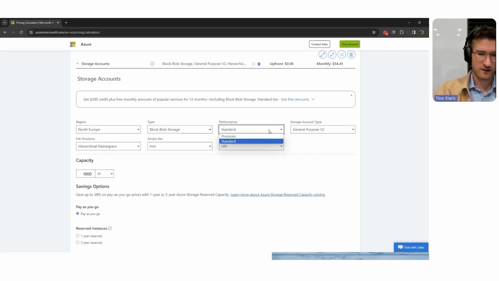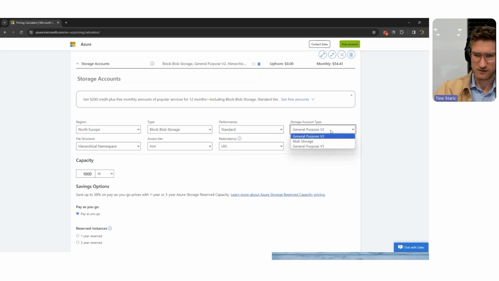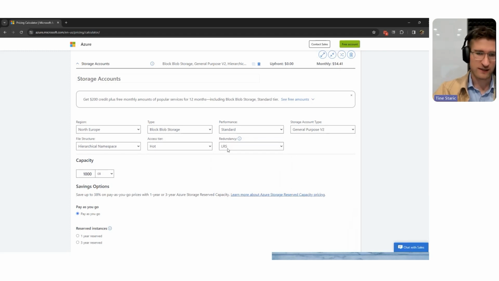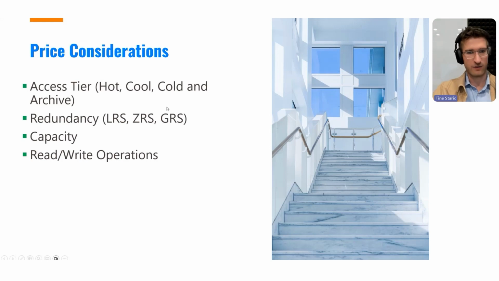Let's stick with Blob Storage. Performance, this is where it already gets confusing. Do I need premium? Is standard okay? Which storage account should I use? File structure, do I need flat, hierarchical, access tiers, redundancy with a bunch of random letters? Well, before we actually start setting these fields up, let's go back to the PowerPoint and let's talk about a couple of these points in more detail.